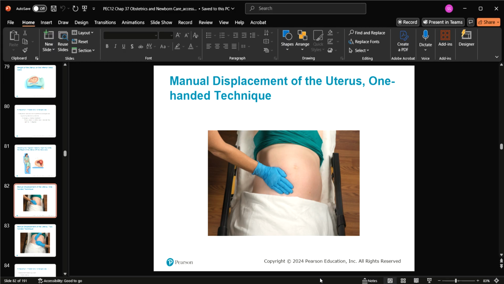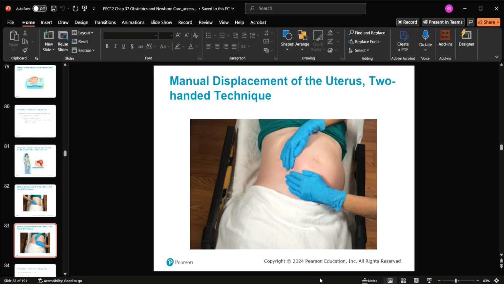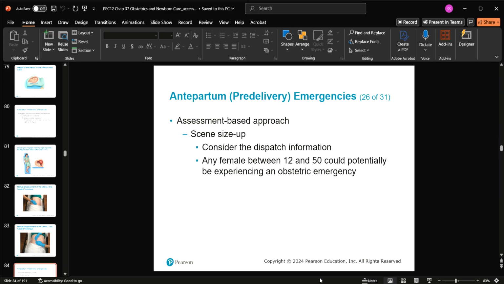If that's not a possibility, let's say they've been involved in a motor vehicle accident and you have to place them on a long spine board due to cervical involvement or any type of spinal compromise, obviously we now have another complication. We may have to manually displace the fundus, or the uterus, and we can do that with 1 or 2 hands.